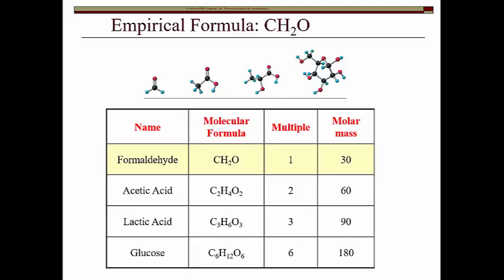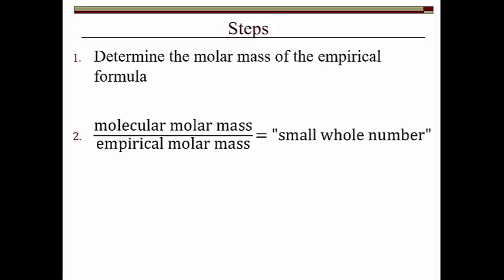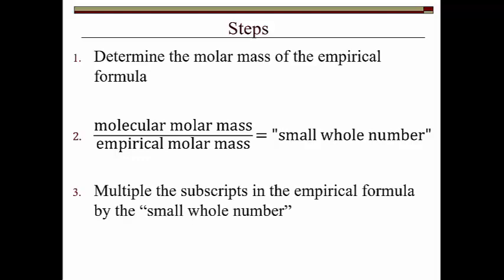So there's a small whole number relationship between the empirical formula and the molecular formula, and they're linked by the molar masses. So the steps in doing these problems are, first, you need to determine the molar mass of the empirical formula. So either being given the empirical formula or calculating it yourself, once you have that empirical formula, you determine the molar mass based on that formula. Then you're going to divide the molecular molar mass, which again would be given to you in the problem, by your empirical molar mass. And this is going to give you that small whole number that you need as your multiple. Lastly, you simply multiply. So whatever the subscripts are in the empirical formula, you multiply all of the subscripts by that small whole number.